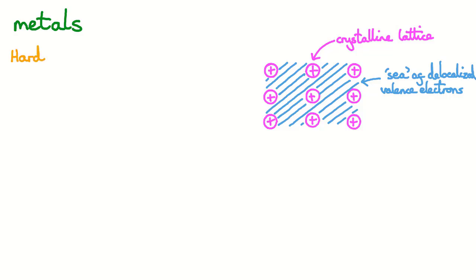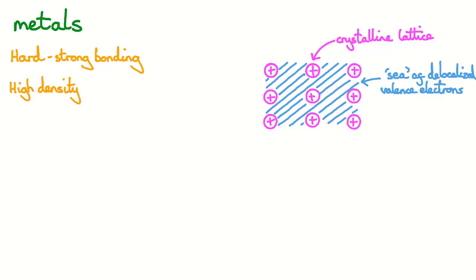The first key property of metals is that they are hard. The reason that metals are hard is due to the strong metallic bonding. That is, the electrostatic attraction between the positive nuclei and the negative sea of delocalized electrons is very strong. This makes it difficult to break this structure apart, leading to metals being hard.